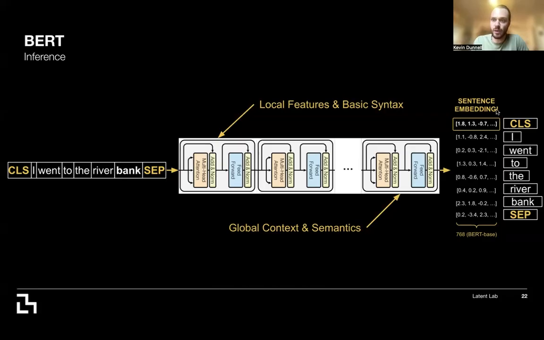The output, as I mentioned before, is that we get an embedding for each one of these words that has context. So the embedding for bank here would have the context of it being a river bank, as well as this classification token that has a sentence embedding that captures the entirety of this sentence or sequence. In the case of the BERT base model, this is a 768 value vector.